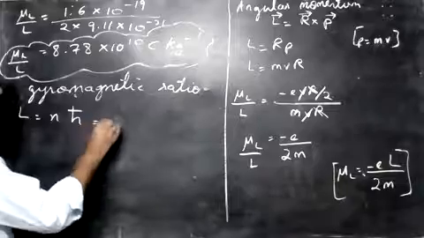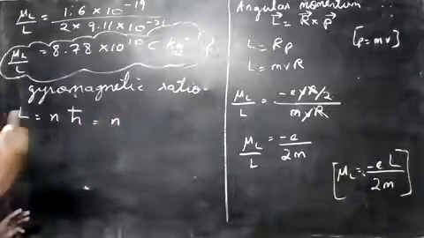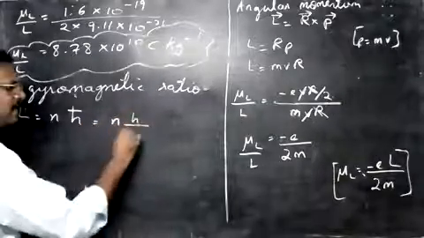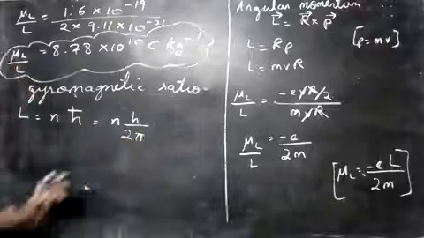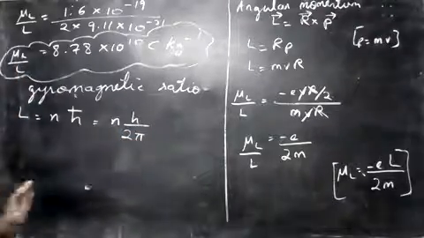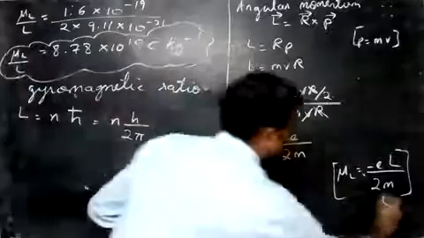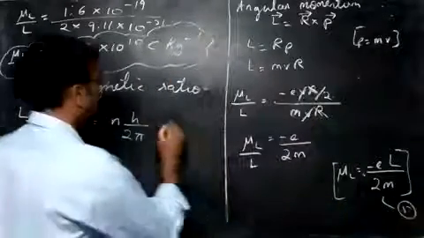In this, n is a number, the number of orbits, and h cross is h by 2 pi. So we got that. That's equation 4. Let us write this as equation 5 and this as equation number 6.